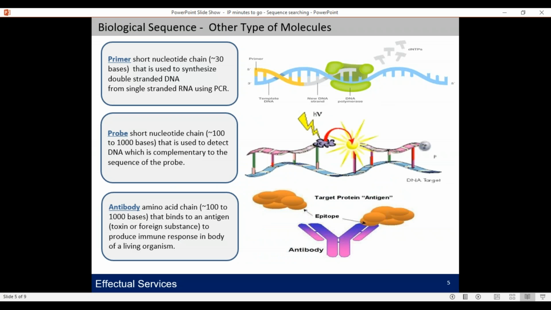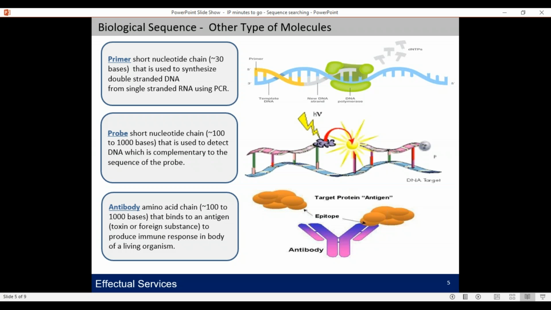Shown here graphically, you will see a nucleotide sequence can be a primer, probe, or biomarker. A primer is a short nucleic acid sequence that provides a commencement for DNA synthesis. It's used to synthesize double-stranded DNA from single-stranded RNA using PCR. The length of primers is not usually more than 30 nucleotides. A probe is a fragment of DNA or RNA of any length varying between 100 and 1,000 bases. It can be radioactively labeled and is used to detect DNA which is complementary to the sequence of the probe.